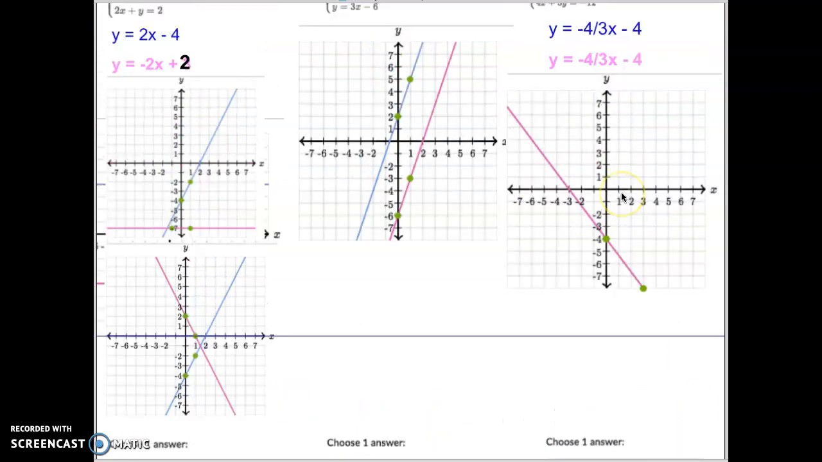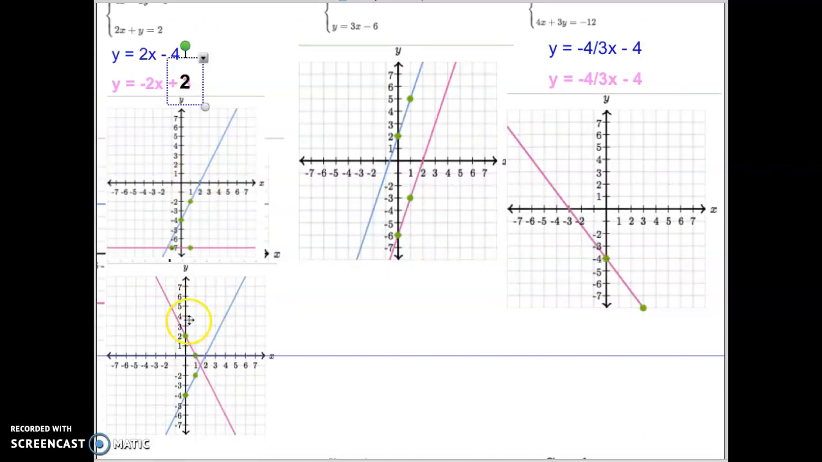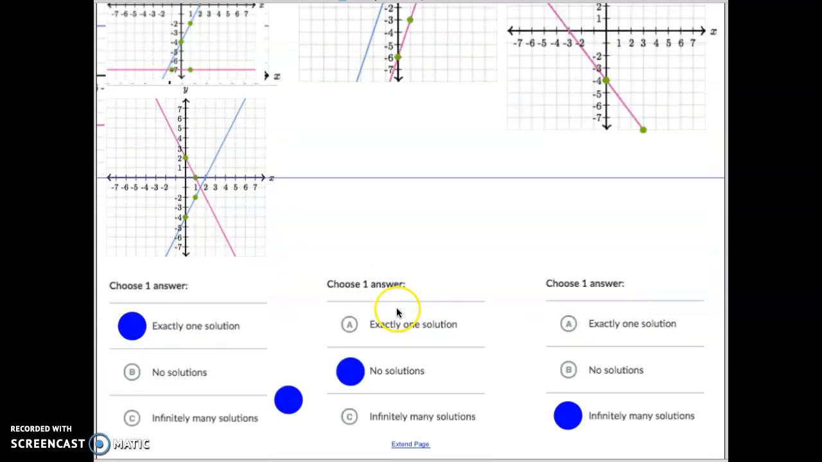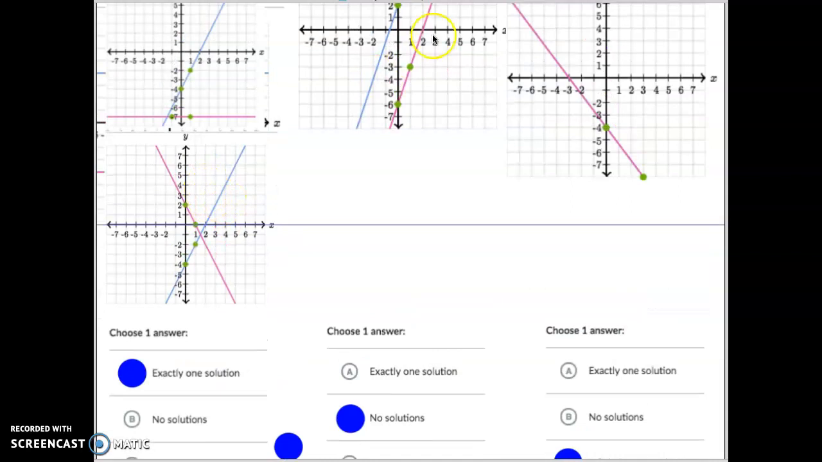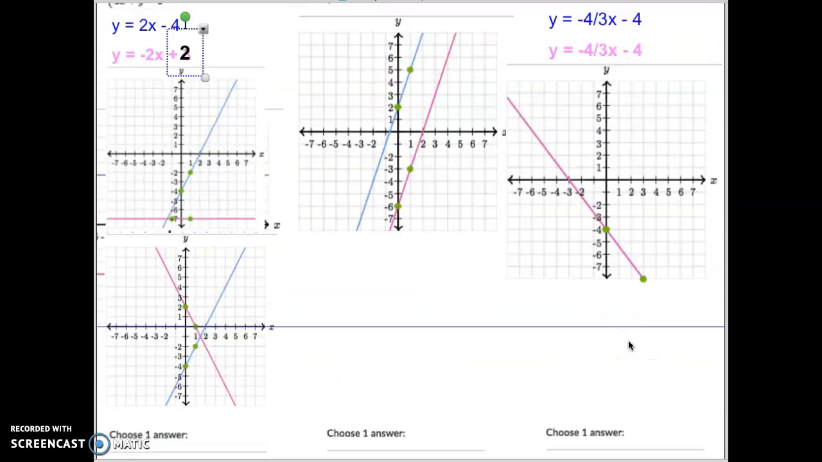Okay? This is how you do today's concept. Number of solutions to a system by graphing them. So you're going to make sure they're first in y equals mx plus b format. Then you graph the lines, and then you tell me how many times they cross. 1 time, 0 times, or infinite number of times. Hopefully that makes sense, guys.